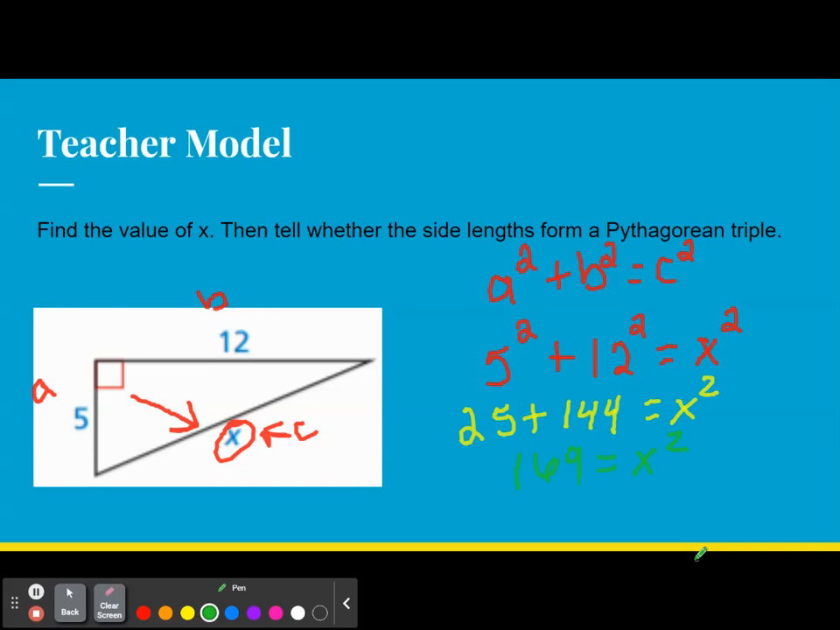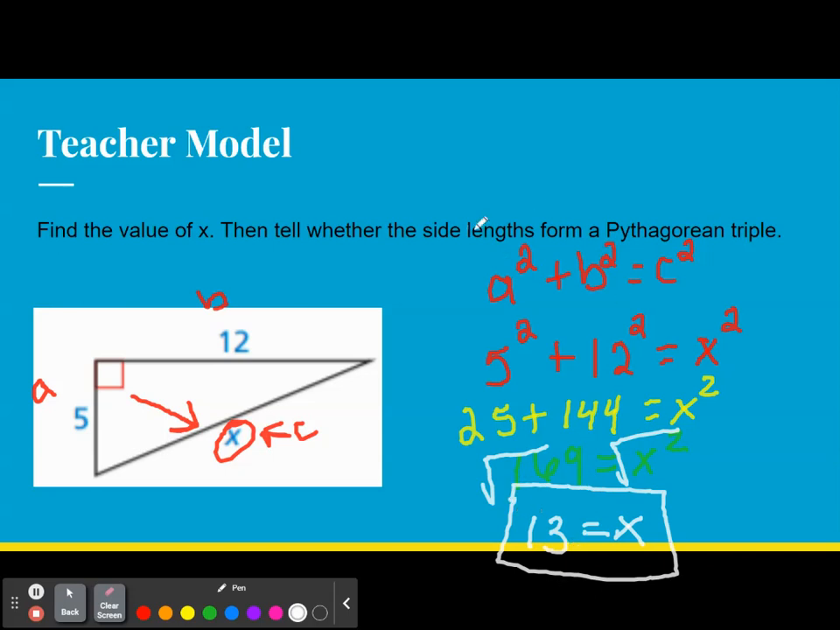Now, previously it was just x, and once you got this part, you were done. But x is not by itself, it's x squared. So that means x times x equals 169. So I have to figure out what number multiplied by itself is 169. To do that, the opposite or the inverse of squared is square root. So you take the square root of both sides. You would type in your calculator the square root of 169, and you should get 13. And the square root of x squared is just x. So 13 equals x.